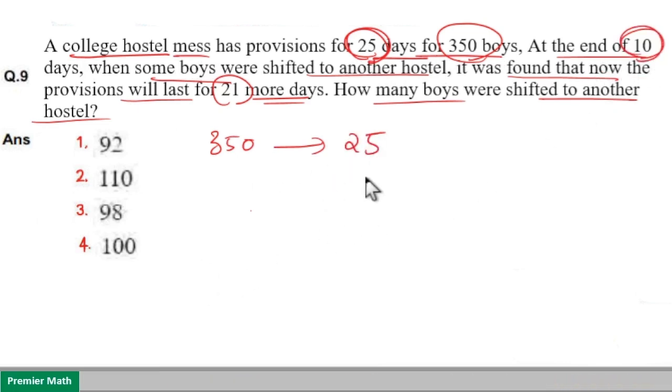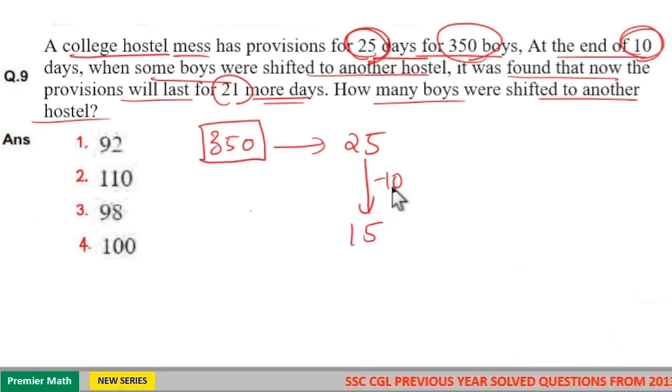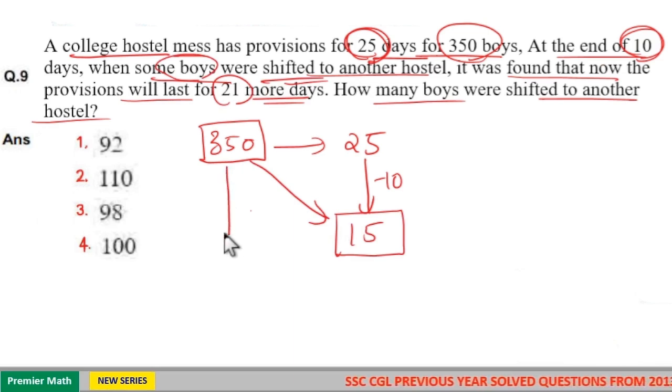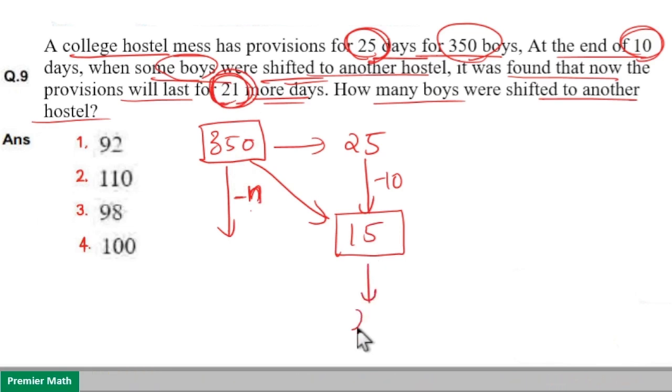Now at the end of 10 days means after 10 days, the remaining days are 15 days, which means for 350 boys, after 10 days, food will last for 15 days. But after 10 days, some boys were shifted to another hostel. That is, from this 350, n number of boys were shifted to another hostel. We don't know how many, so I'll take it as n number of boys. Now, after these n boys leave, this food will last for 21 more days. That is, 15 increased to 21.